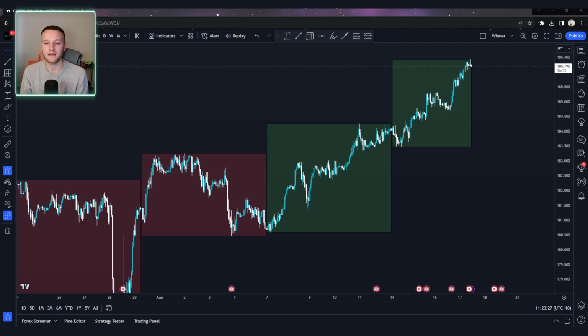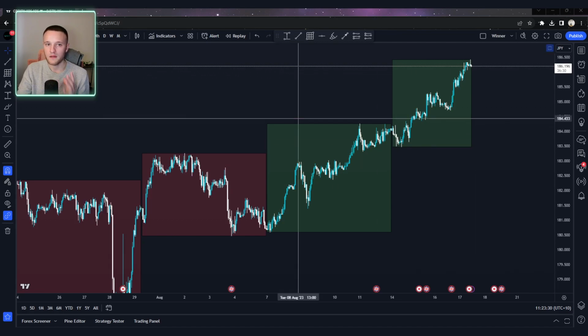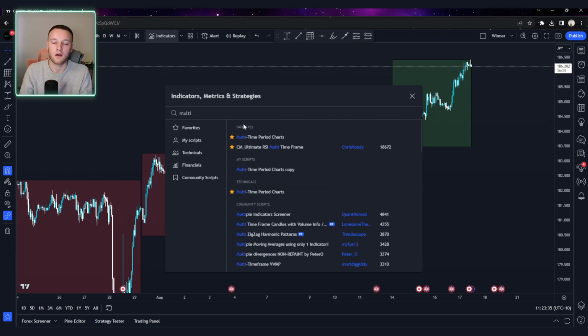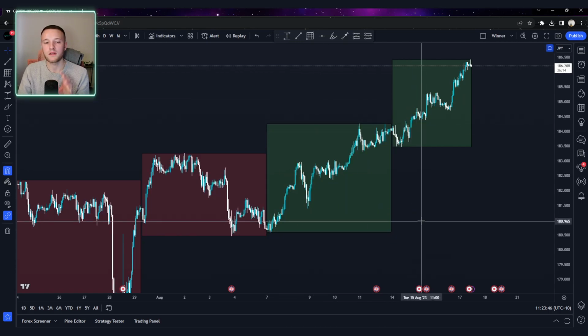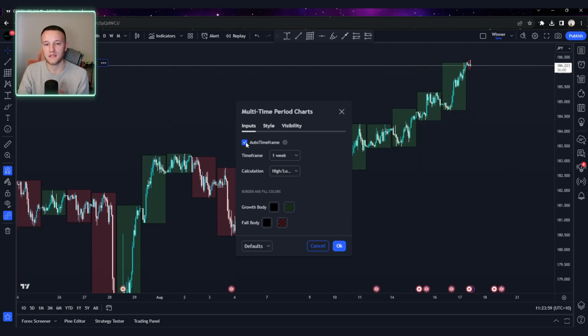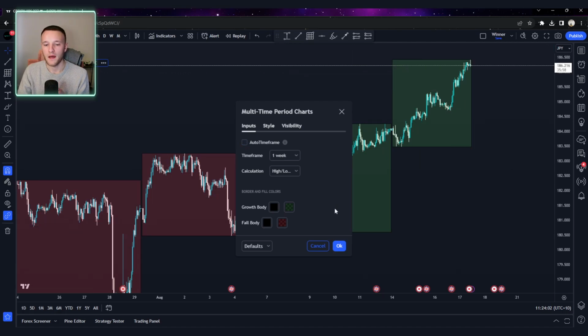And what I mean by that is, for example, if you load this indicator onto your charts right now, and this indicator is called multi-time period charts. If you just put in multi and go to technicals right here, you should see it, multi-time period charts. And basically what we are looking at right here, on this instance, I have time frame set to 1 week, calculation high low, and you want to make sure that this auto time frame is also unchecked, because this comes checked automatically. So you want to uncheck that. And then you can put the colors to whatever you want.